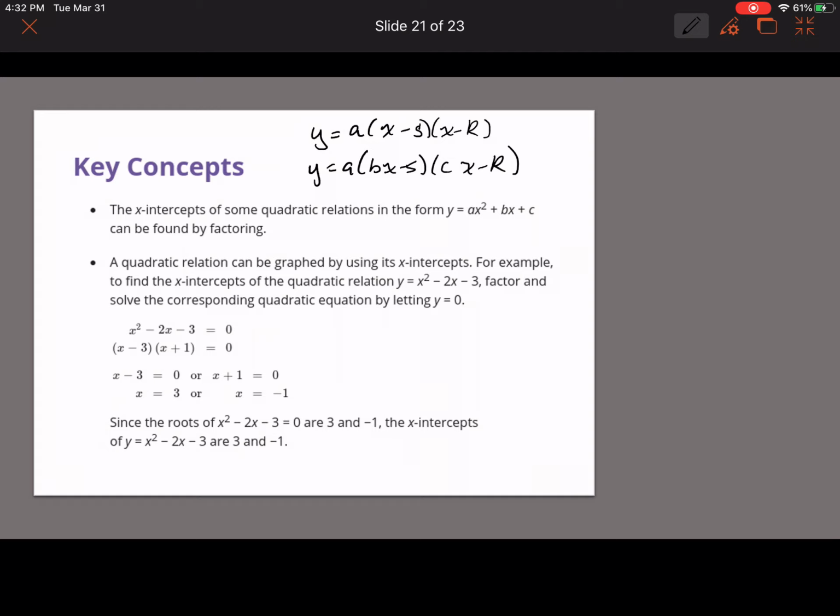So when y equals 0, we know we're on the x-axis, so we're finding the x-intercepts. We can factor it by doing this. Then we make each one of the things in the bracket equal to 0 to solve for our two possible x's. Since the roots of x squared minus 2x minus 3 equals 0 are 3 and negative 1, the x-intercepts are 3 and negative 1.